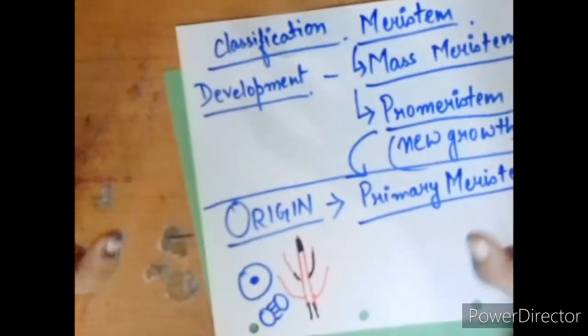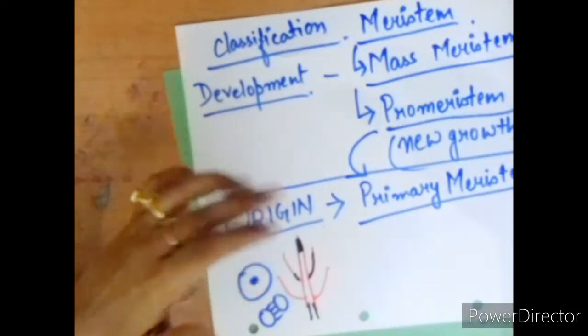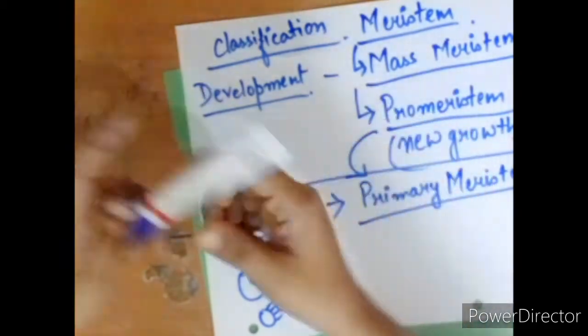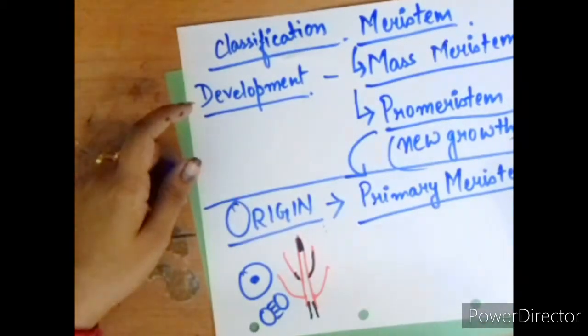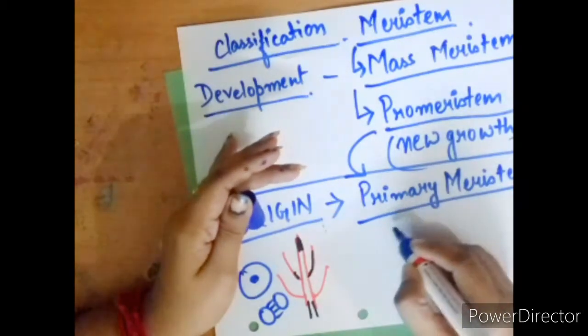Now the growth activity of the apical and the intercalary meristem, we consider to be primary growth, okay. That means when we are talking about a plant growing in length, we call it primary growth, okay.